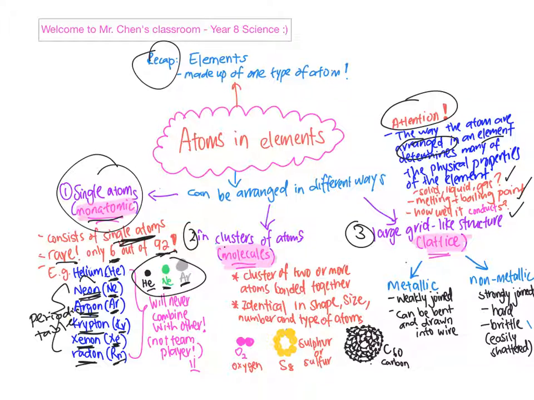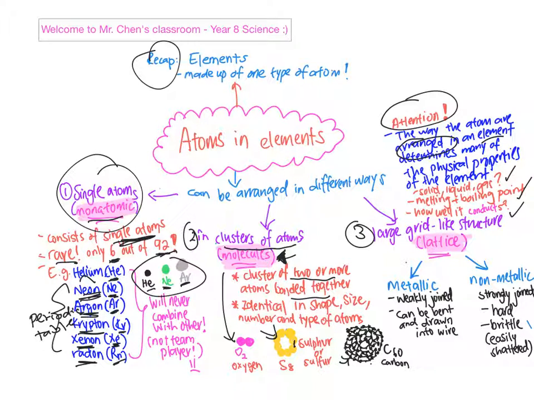The second type is the cluster of atoms. Your elements can actually have a cluster of them. Cluster means a bunch of them. It can be 2, for example here, to 8 right here, and even 60. We call them molecules. So they are a cluster of two or more atoms bonded together. Remember, there is a bond between them.